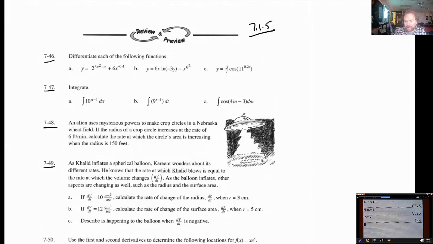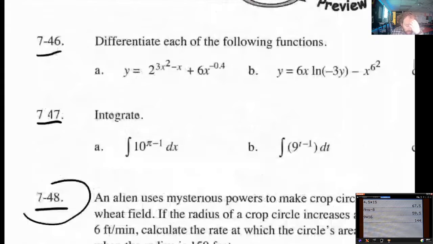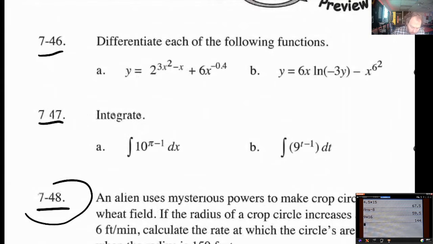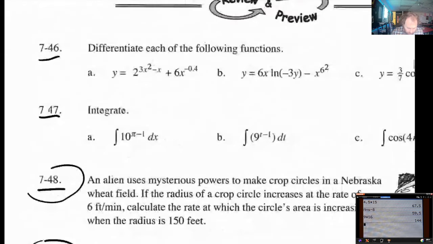So we are going to see a handful of related rates problems here, particularly on 748 and 749. But we're going to get a lot of good review of the key concepts of calculus also. So let's go ahead and jump right into it. We're going to need to look at 746 first, which is some ridiculous derivatives, but we're going to handle them anyway because they're not too tough to do.